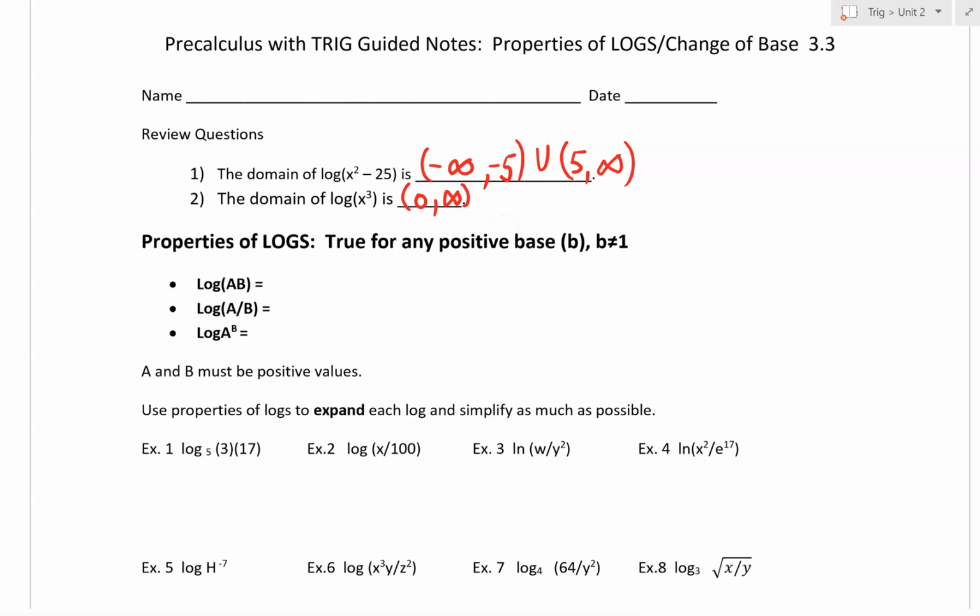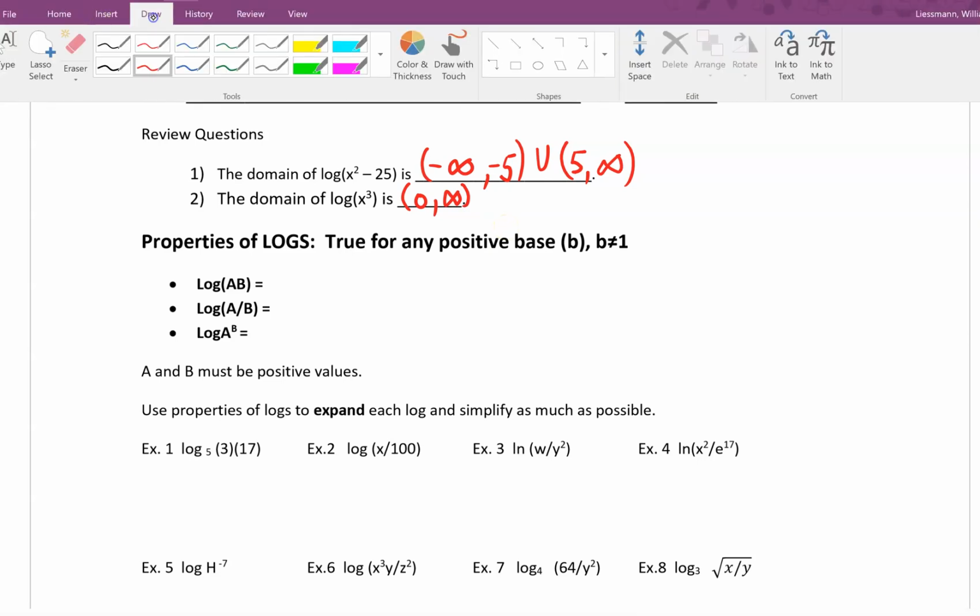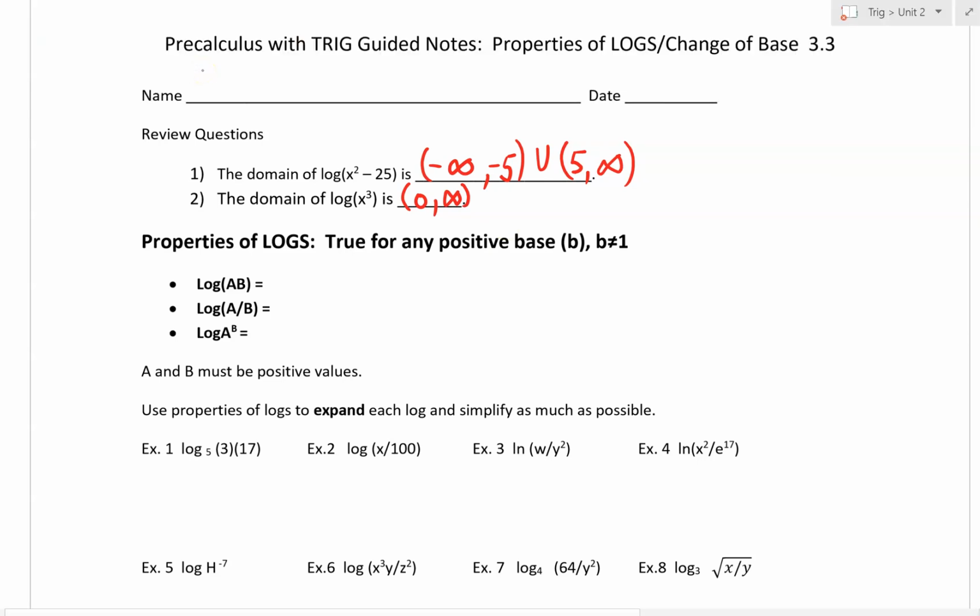Today, the first part we're going to be talking about is this idea of properties of logs. So the first property is log AB, log of A times B, and remember log is base 10 here. The rule says that the log of A times B is really the log of A plus the log of B.